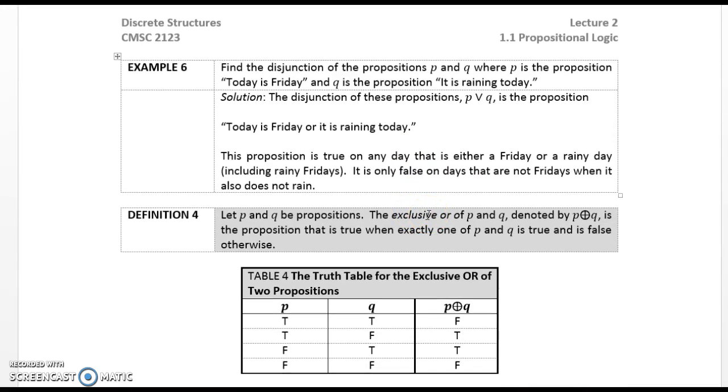Example 6. Find the disjunction of the propositions P and Q, where P is the proposition "today is Friday" and Q is the proposition "it is raining today." Solution. The disjunction of these propositions, P ∨ Q, is the proposition "today is Friday or it is raining today." This proposition is true on any day that is either a Friday or a rainy day, including rainy Fridays. It is only false on the days that are not Fridays when it also does not rain.